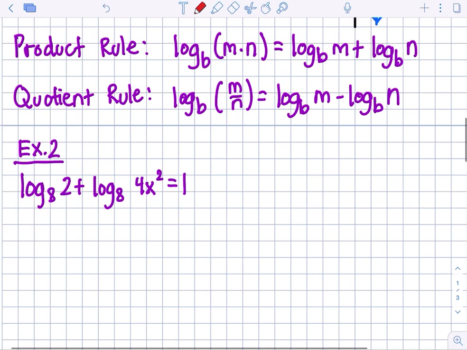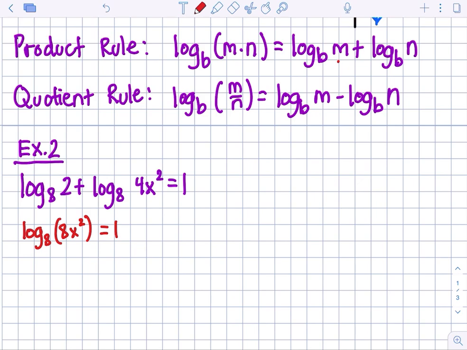So follow along, right? There's a plus sign in between the two logs with the same base. There's a plus sign here, so that means you must use product rule. This m times this n will give you that, and it's one log. So this times this with just the one log. So log base 8 of 2 times 4x squared, which is 8x squared, is equal to 1.